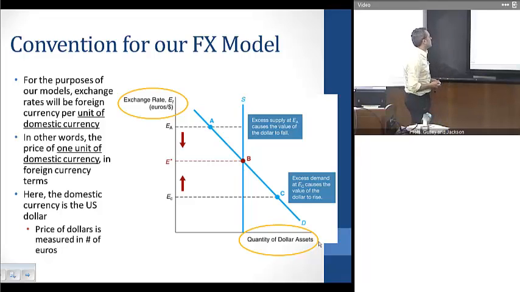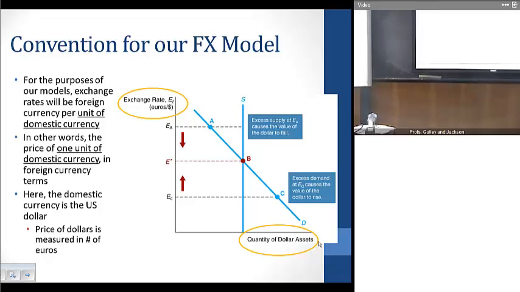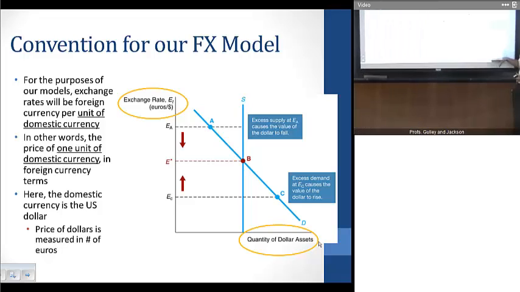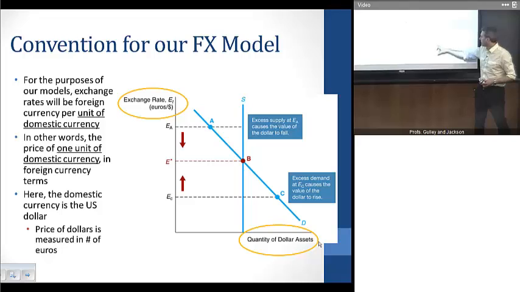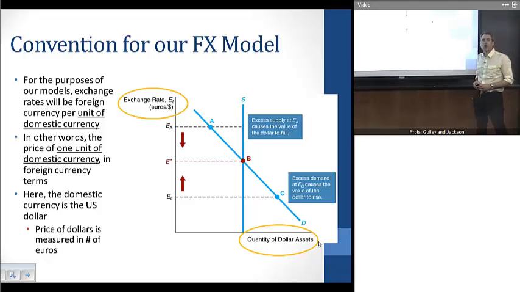And so what's going to happen here is we're going to be measuring the quantity of domestic assets. So in all of the examples that we're going to look at, we're going to think of the U.S. economy as the domestic economy. And so we're going to be concerned with the quantity of dollar assets and dollar-denominated assets. And we'll explain a little bit later on what that means.